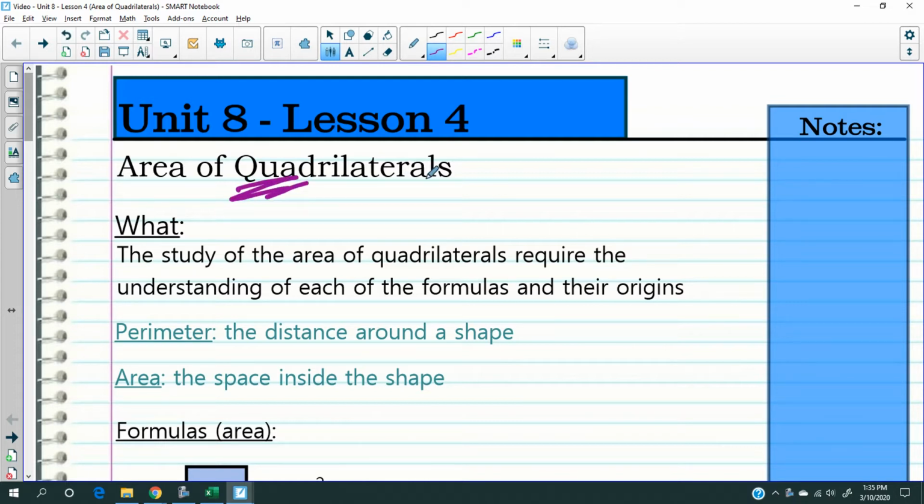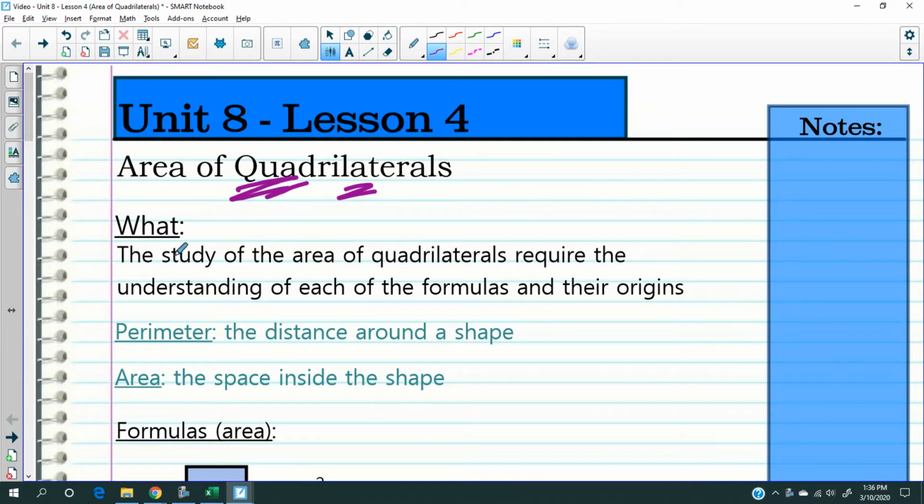The word quad, right? So tri means three, hence triangle. Quadrilateral, quad, lateral, so four sides. Any shape that has four sides, that's called a quadrilateral. Some, of course, are more standard than others, and I'm going to show you what those are today.